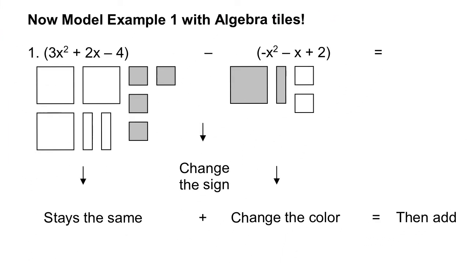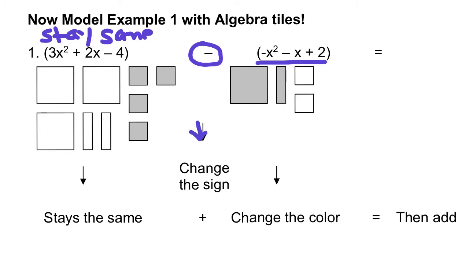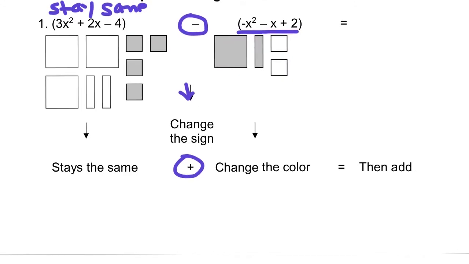Let me show you what I mean. So this one will stay the same. This one will change to its opposite. So we're going to change this sign to an addition sign because we know how to add polynomials. However, for the second polynomial, we'll change that to its opposite. So let's redraw these.